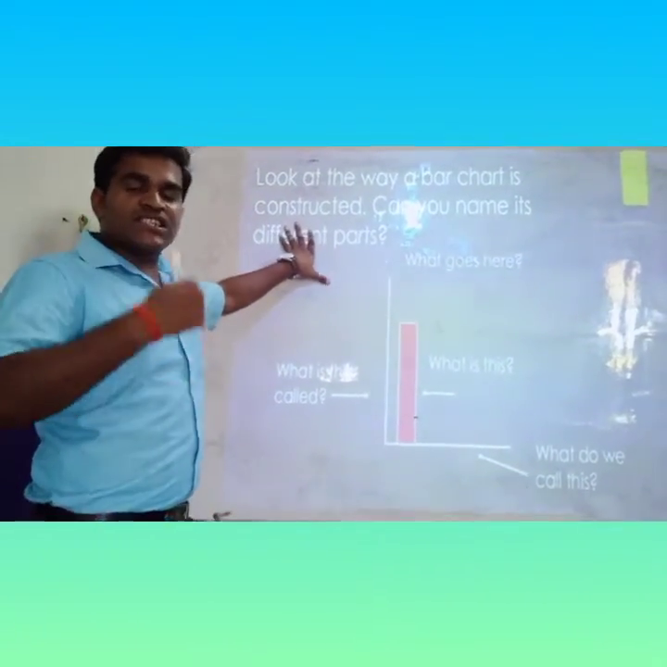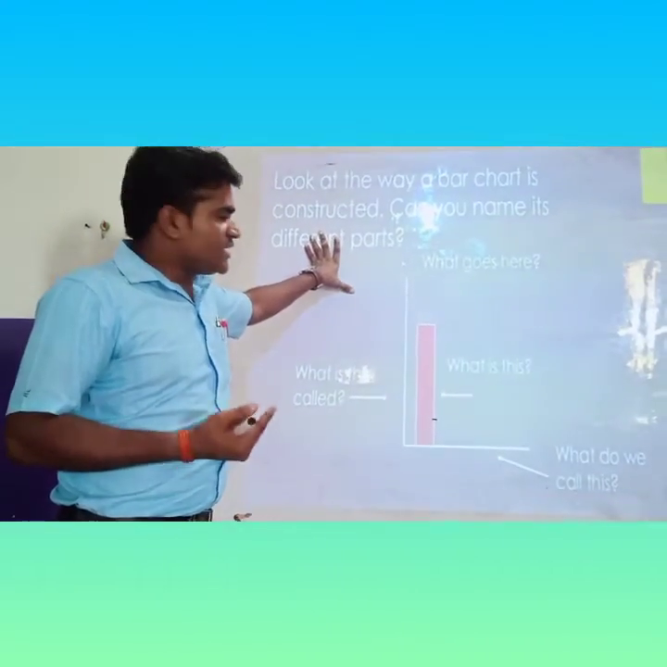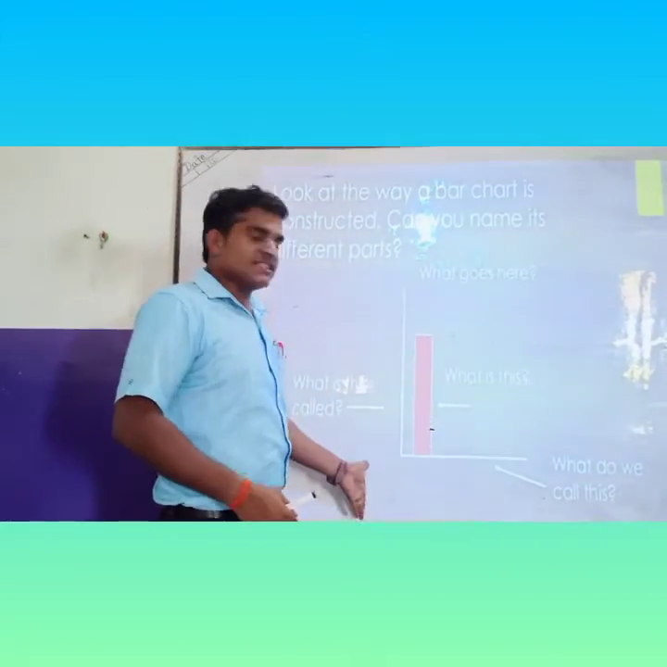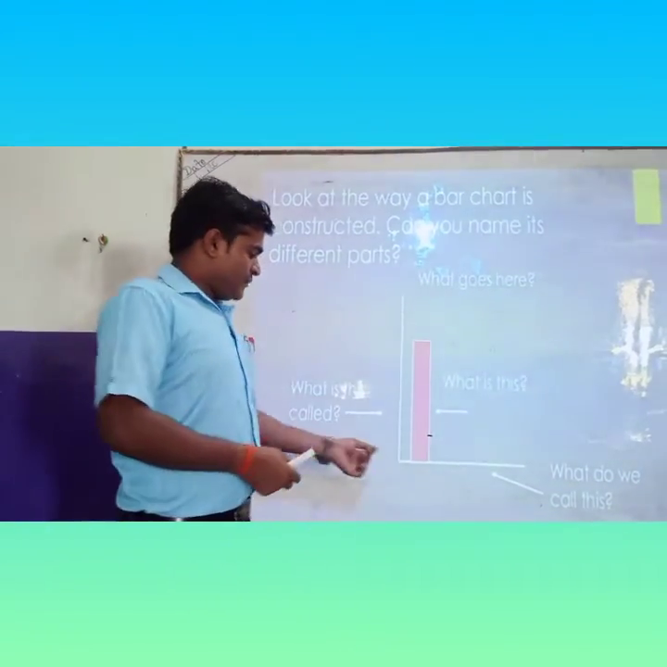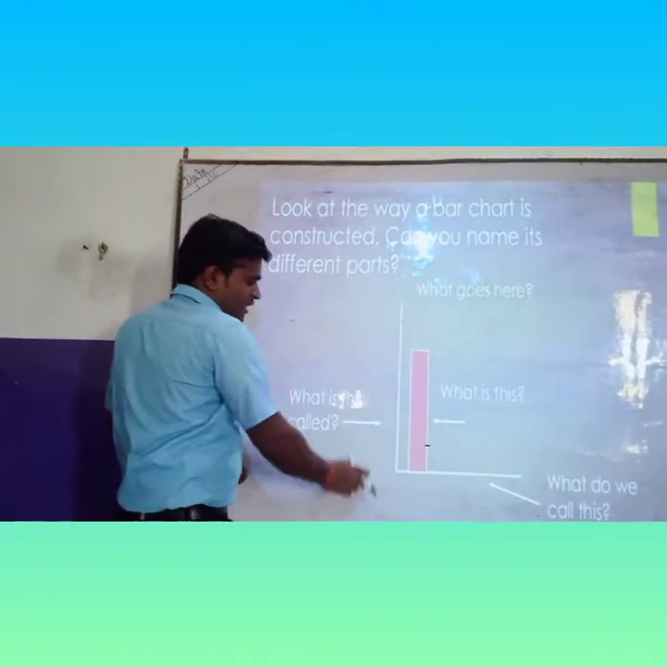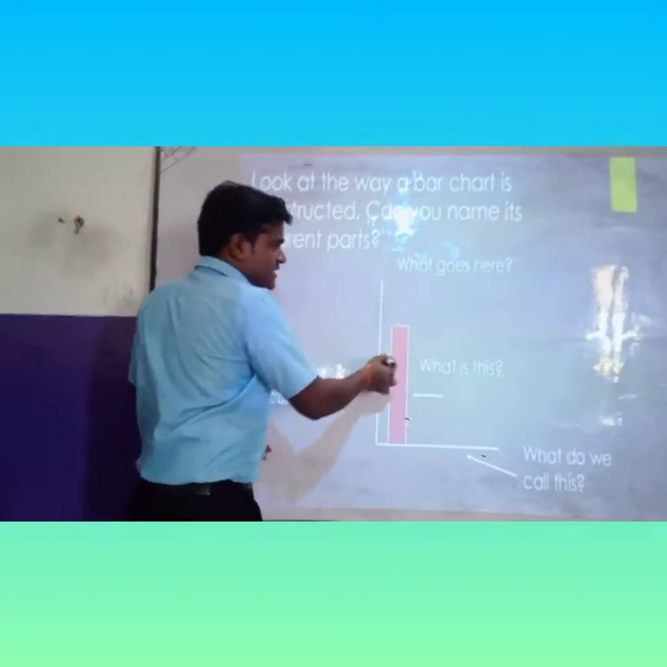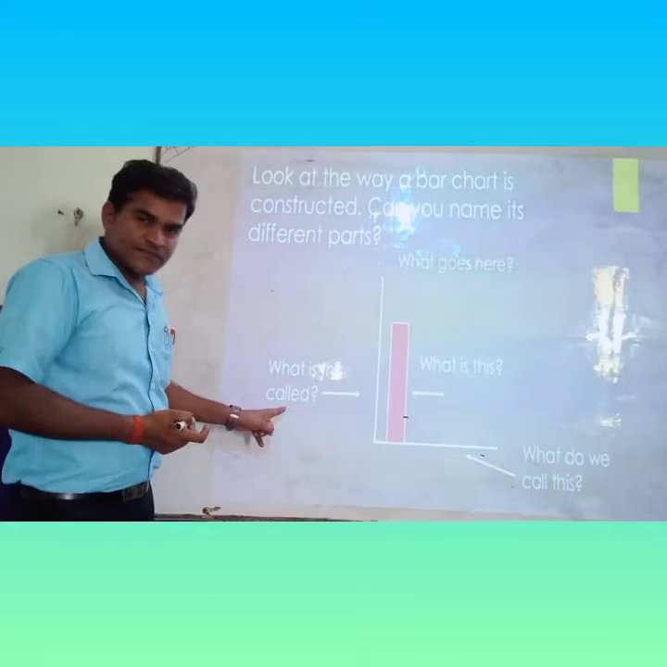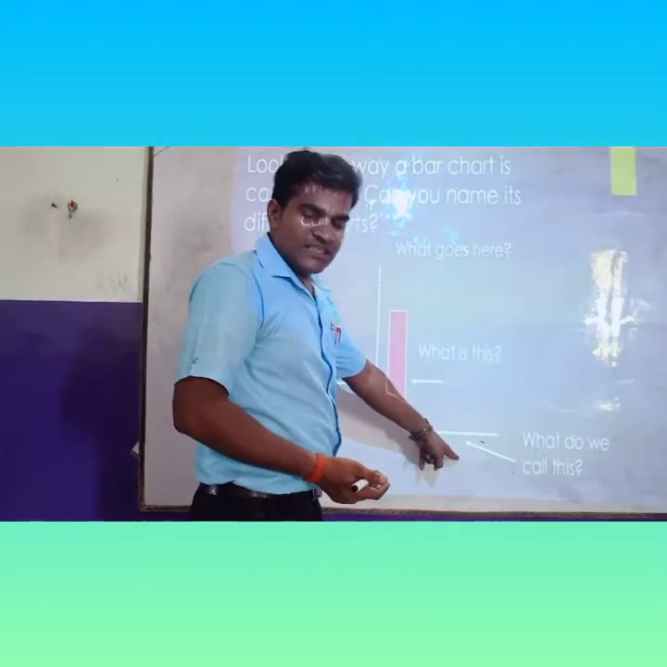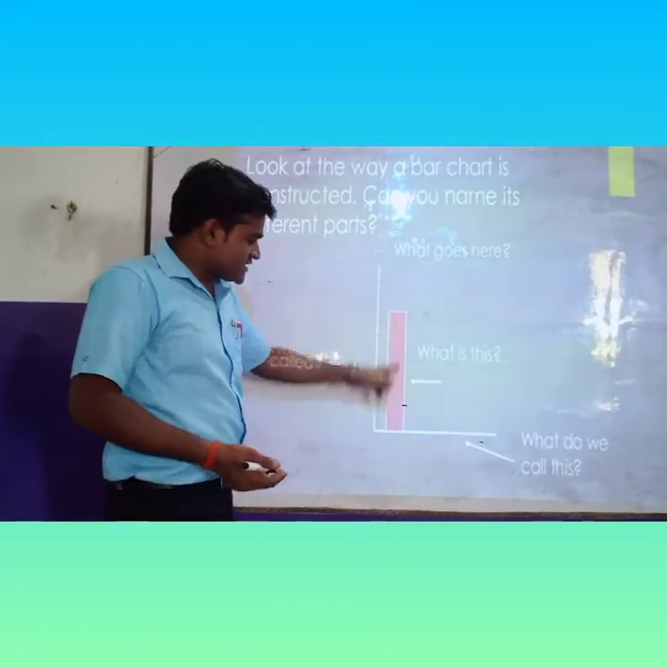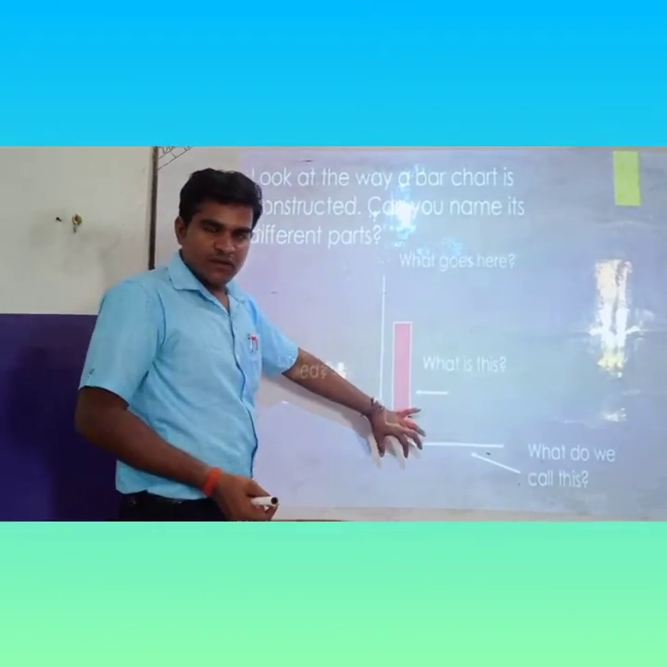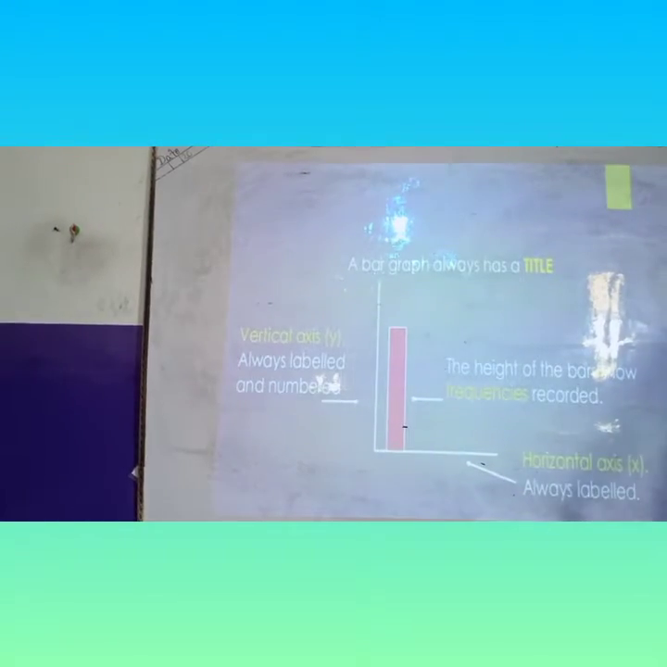Now, how will we construct a bar graph? Generally, we take graph paper and draw two lines. One line is horizontal and the second line is vertical, and these two lines meet at a point. So children, what is this? This is the vertical line, and this is the horizontal line or x-axis. And this is a bar. This is a rectangle.